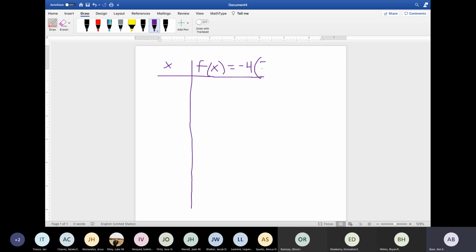So let's do this. 5 over 4 raised to the x. So we want -2. Let's do that one first. So this gets a bit more complicated. So we want to put in -2 up here for x. So we are getting a -4 if we put this in our calculator.